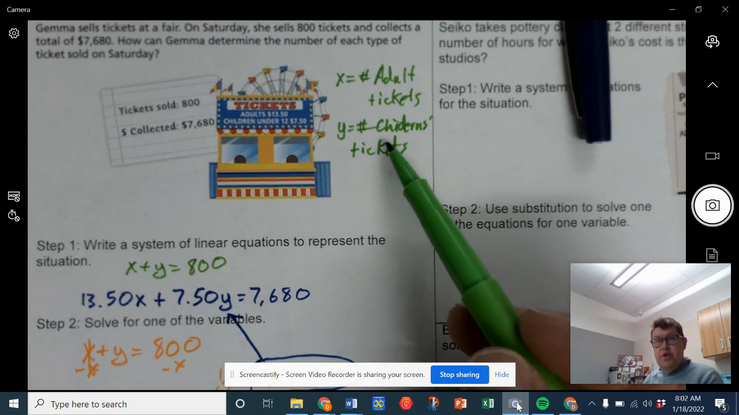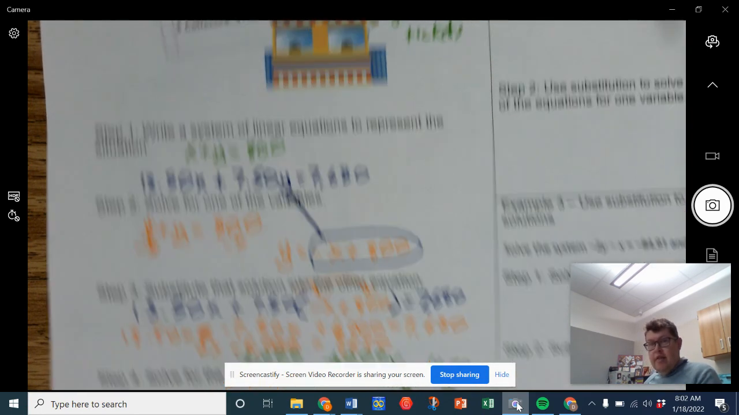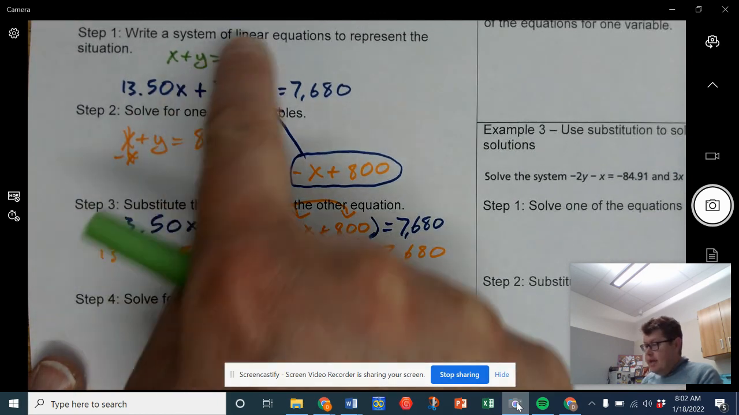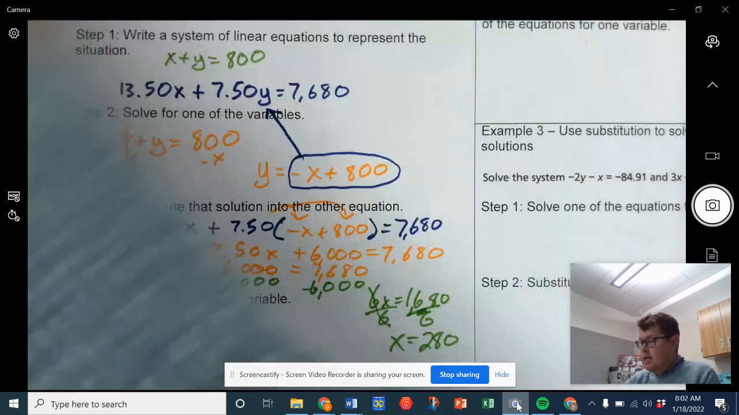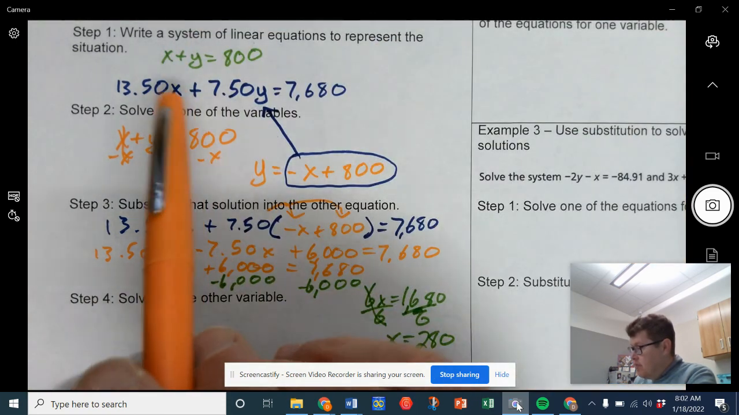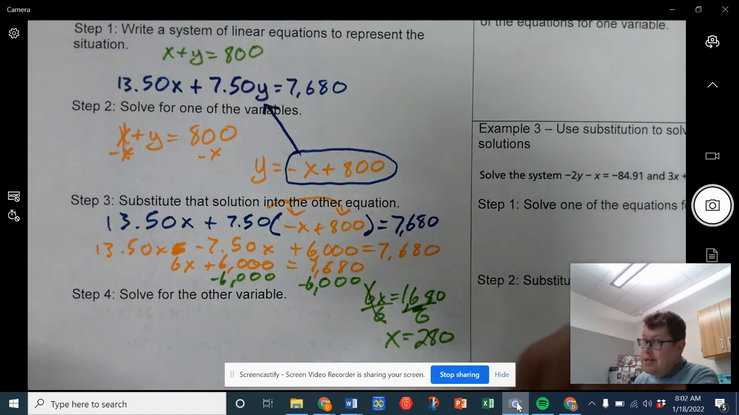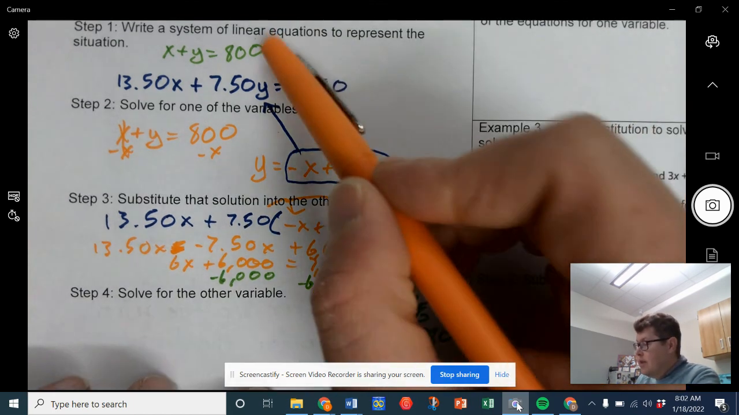So now we need to determine the number of children's tickets. Basically, we're going to solve for the other variable by taking this 280 and plugging it into one of these equations. Technically, you could plug this 280 into either of these equations in place of that x and solve it. One of these equations is much easier to deal with than the other. It is this one, right?